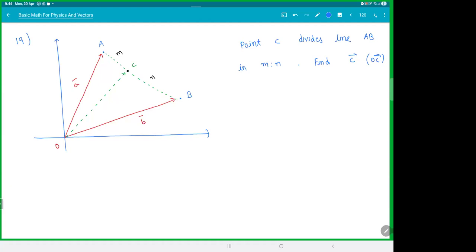How do we approach this? Any ideas? Think, take a minute. It's completely fine if you don't get an answer, but let's see.